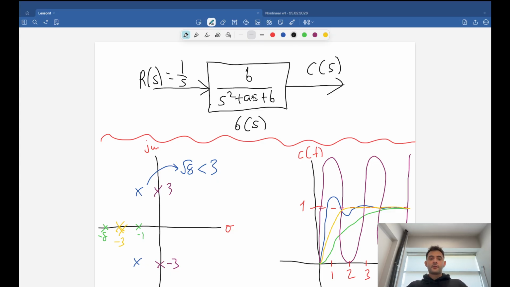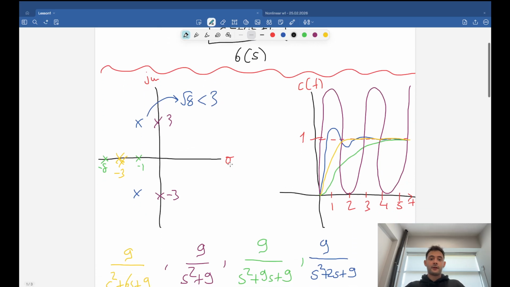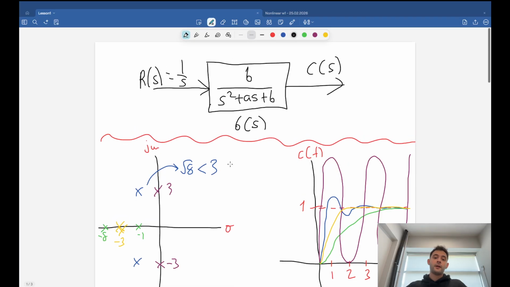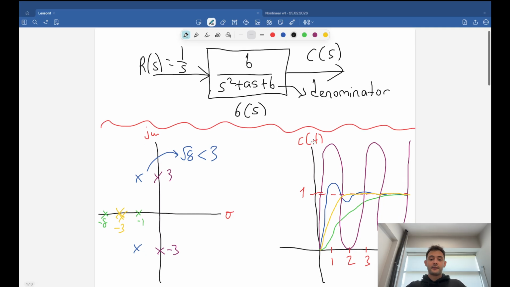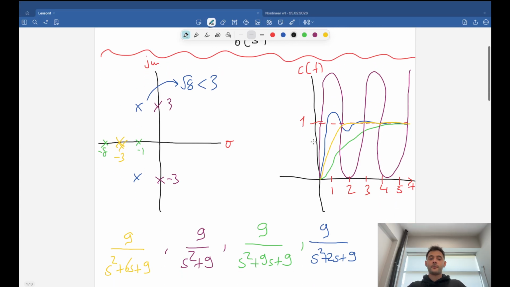But the difficult part to analyze second order transfer functions, compared to the first order functions, is that they can exhibit different kinds of responses. How? By the location of the poles. This s squared plus as plus b part is the denominator, and this is the equation that creates the characteristic of our response. I drew some different colors and maps to help you understand how things change as we move our poles left, right, up and down.